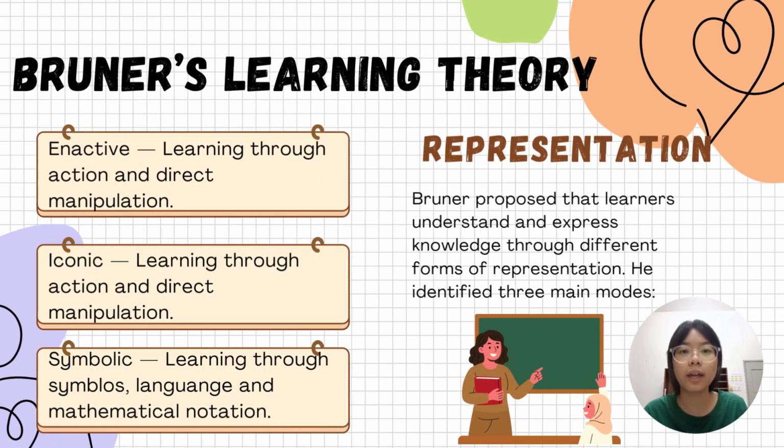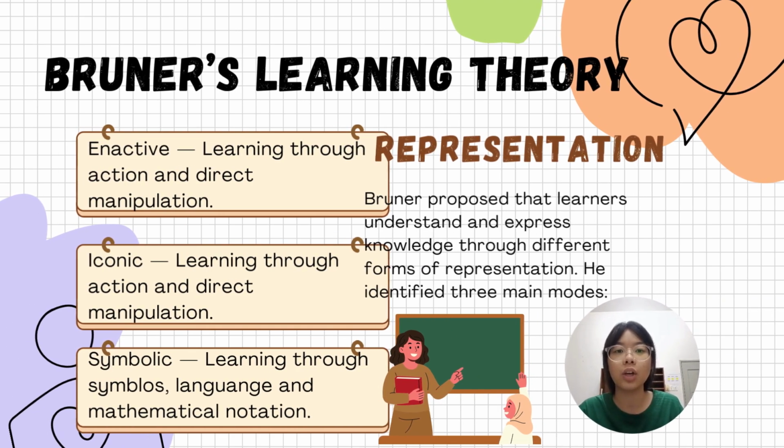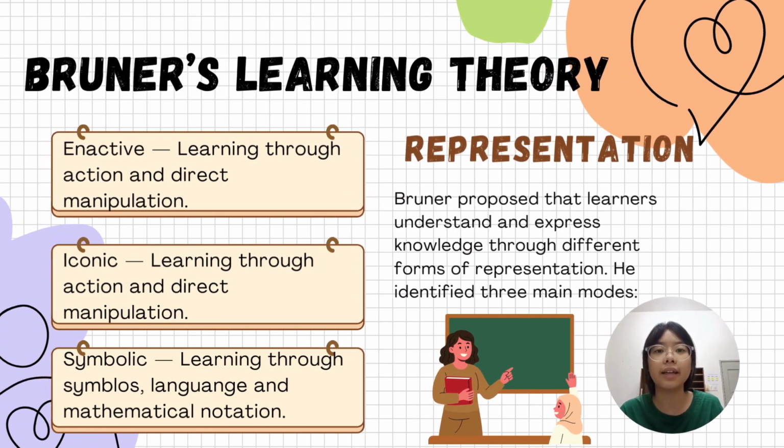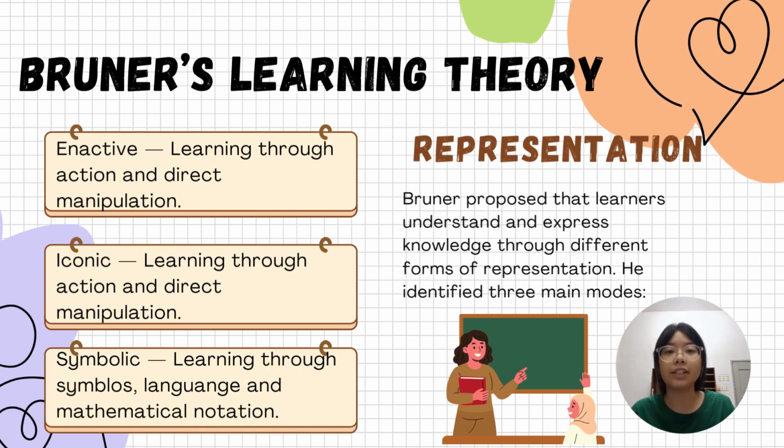Now, let's look at Bruner's idea of representation, which is about how learners understand and express knowledge. He suggested that there are three main ways to represent information. The first is enactive representation, which means learning through action and hands-on experience. In our activity, students construct triangles using sticks. By physically building the triangles, they can directly observe the shapes and relationships between sides and angles. This is a way of learning by doing.